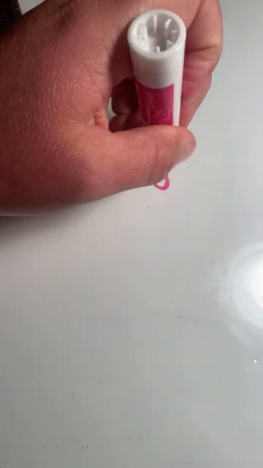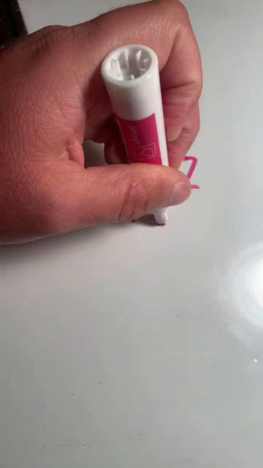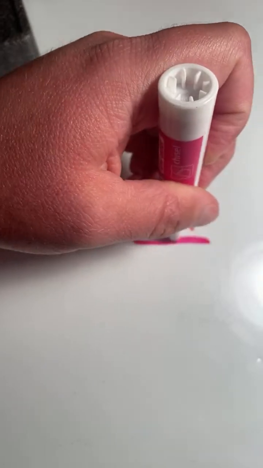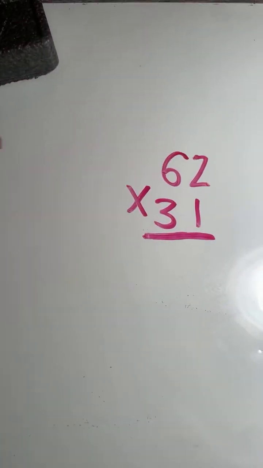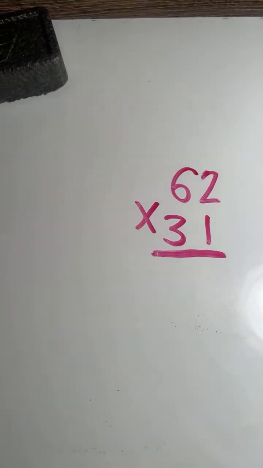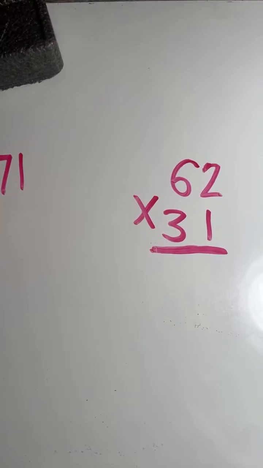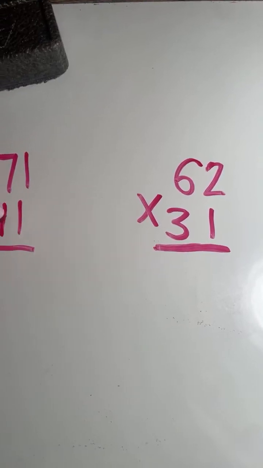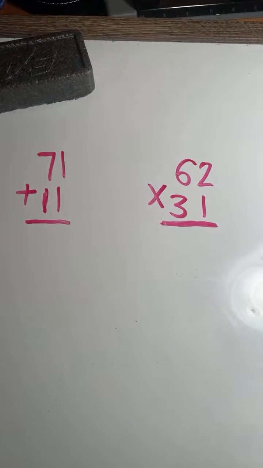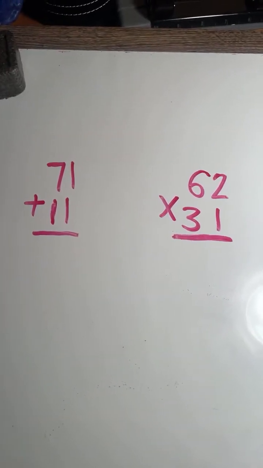All right. So I'm making one problem for the person in the chat to solve, and then another problem that focuses on the original concept of the video. So 62 times 31, that's for the person in the chat. Problem I'm modeling, I'm going to keep it to 2-digit addition. All right, 71 plus 11.